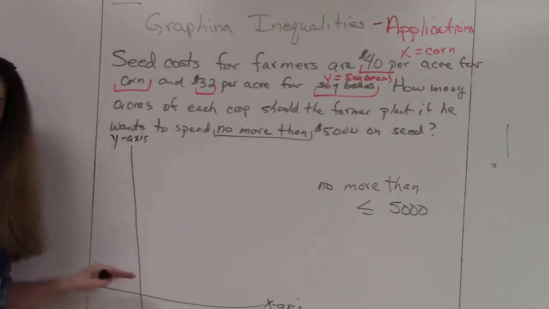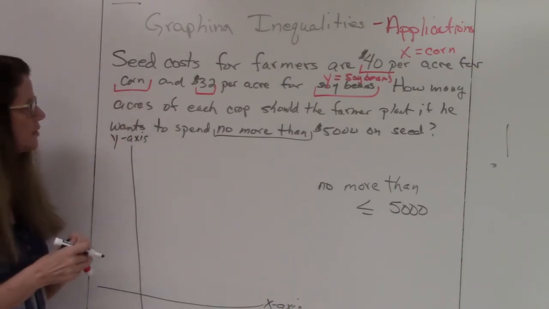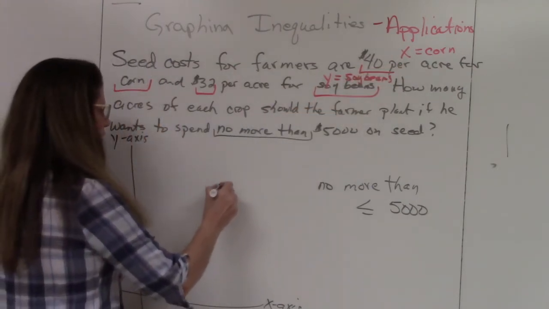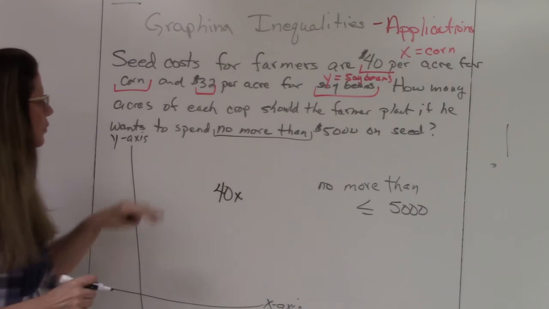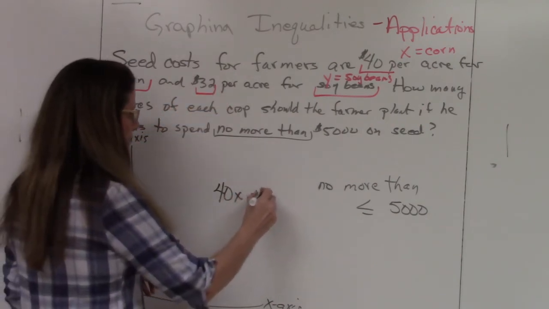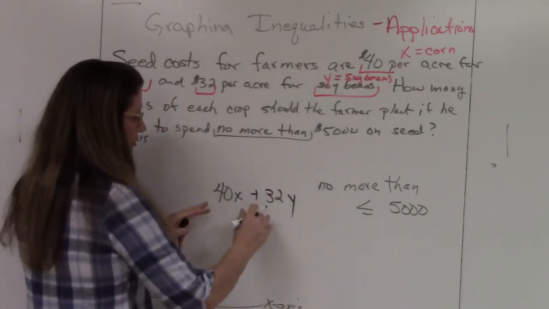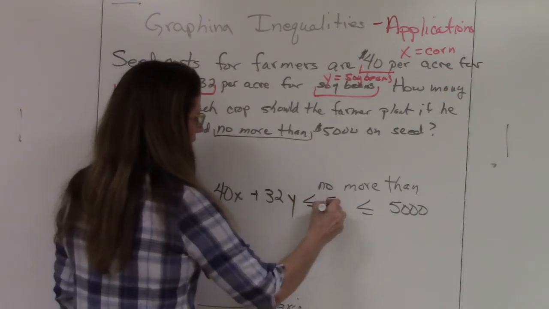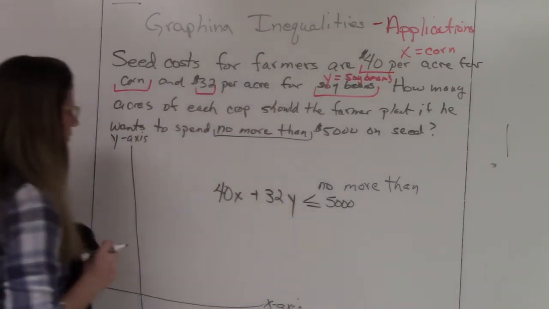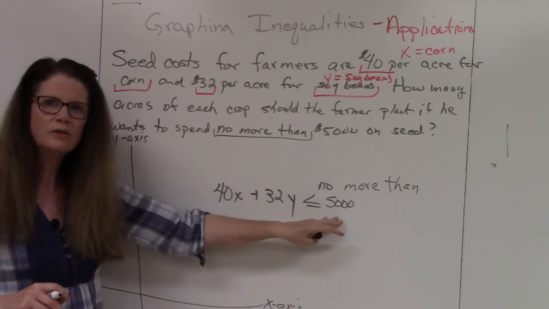Okay, here's your y-axis, here's your x-axis. All right, so let's look at the information. We know we're going to have $40 for corn, so $40 times corn. We also know we're going to have $32 per acre for soybeans, so plus 32 for soybeans. And we know we want these values to be no more than $5,000. So there's your inequality: 40x plus 32y is less than or equal to 5,000.